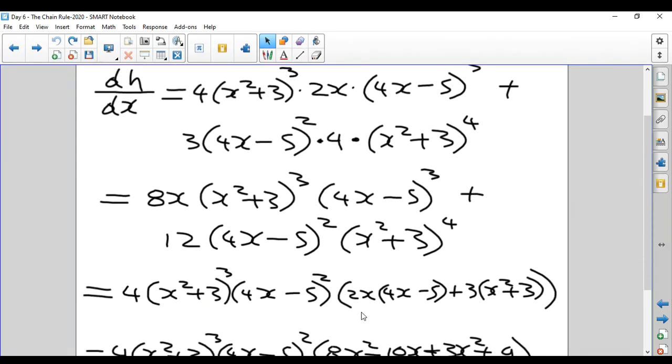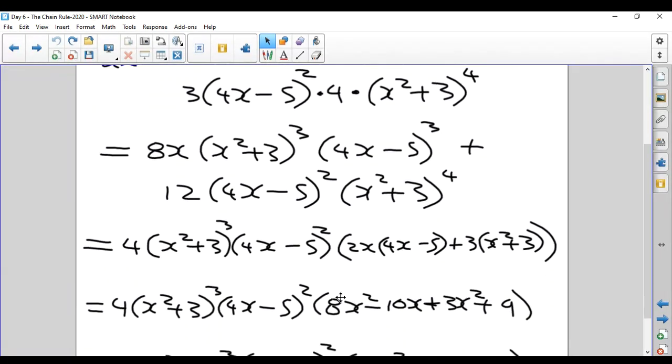So here we go. We have the 2x times the 4x minus 5, plus the 3 into x squared plus 3. All of this represents a common factor. You may want to rewind that part and look it over again to be clear on how we got from all of this to this.